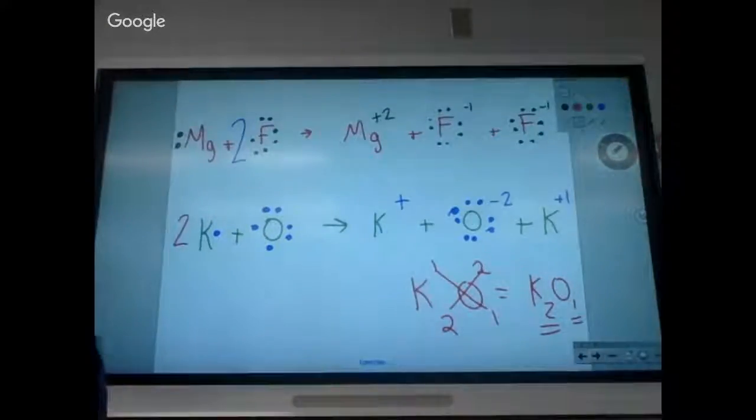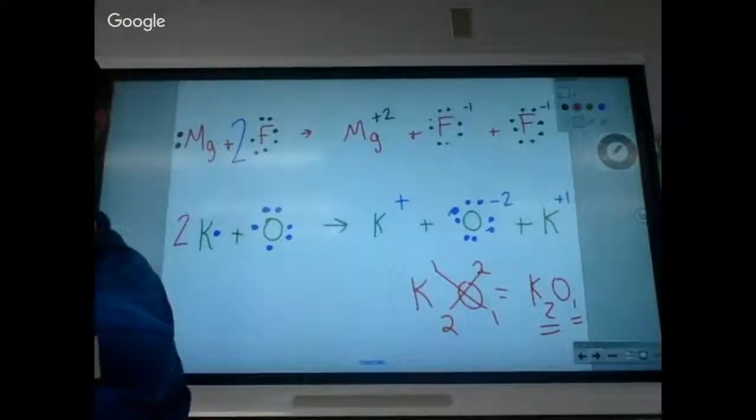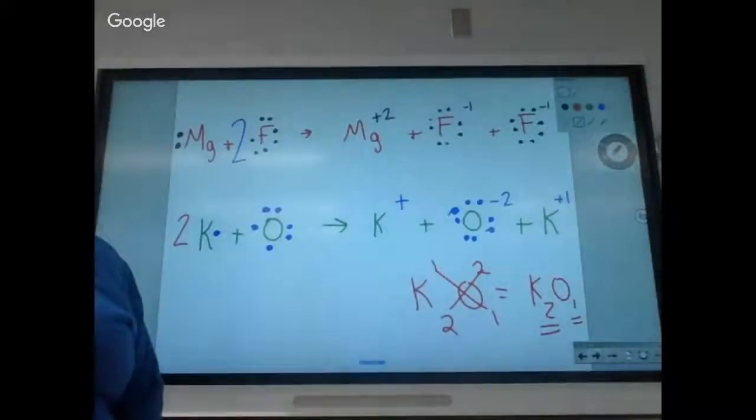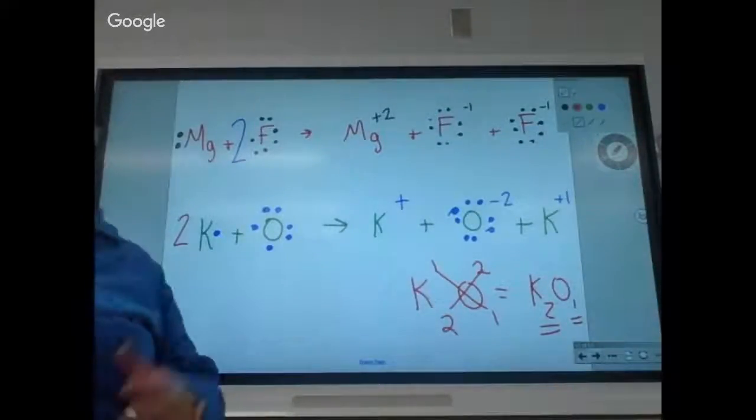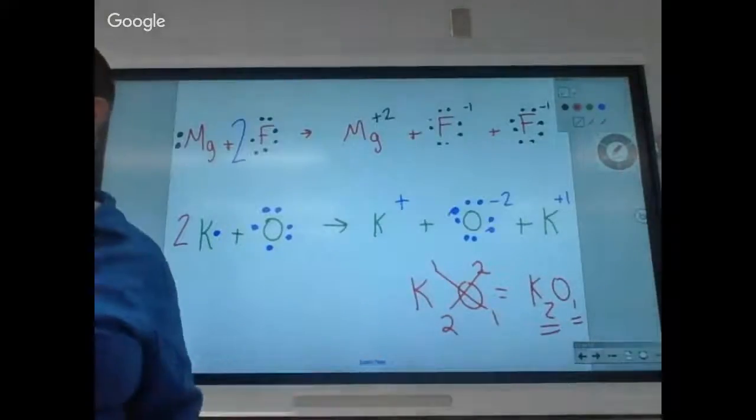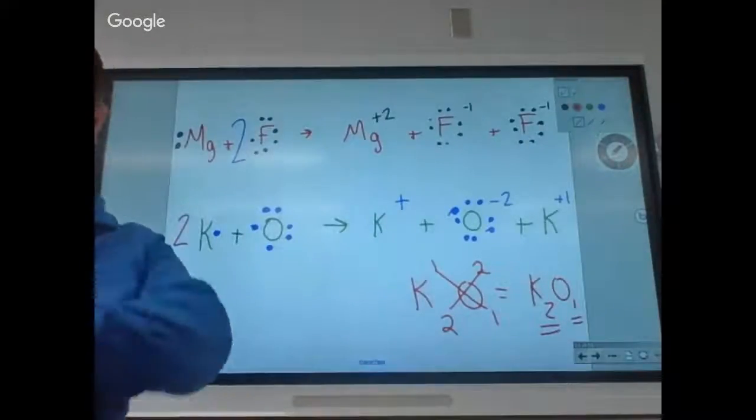And if you get stuck and you're like, I don't know how many I need, you can figure it out. So we added 2 Ks because we only had 7. You only had 7 dots on the O and you got to have 8. No atom has 7. They all want how many? 8. Everybody wants 8 except H.